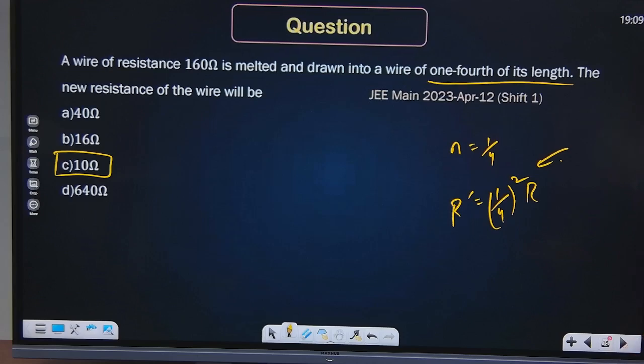Next. Wait, you asked for the formula. Someone asked for the formula, 2 seconds ago.